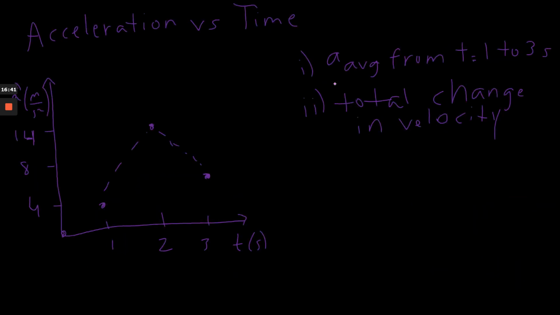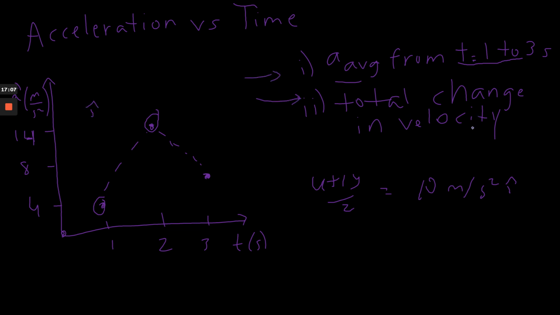So again, average acceleration from t equals 1 to 3. This actually does not even need to be a slope. When you just think about it, at t equals 1, it was 4. At t equals 2, it was 14. The average acceleration is just 4 plus 14 over 2. It's actually just 10 meters per second squared i hat. And then for part 2, the total change in velocity is the area under an acceleration versus time graph. And here you could solve this by using trapezoids actually.